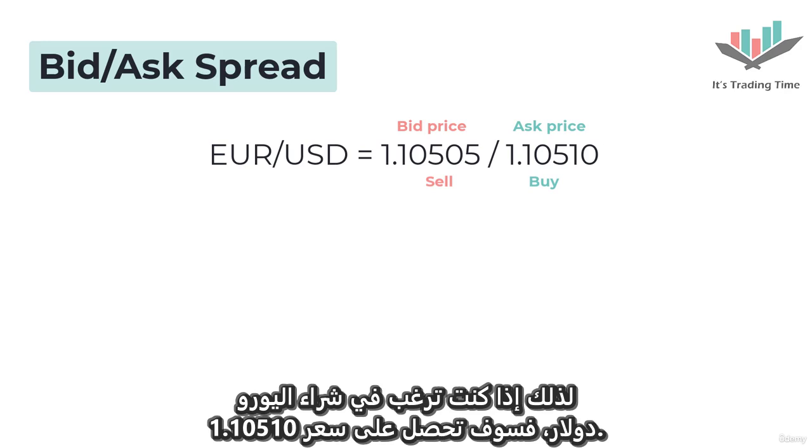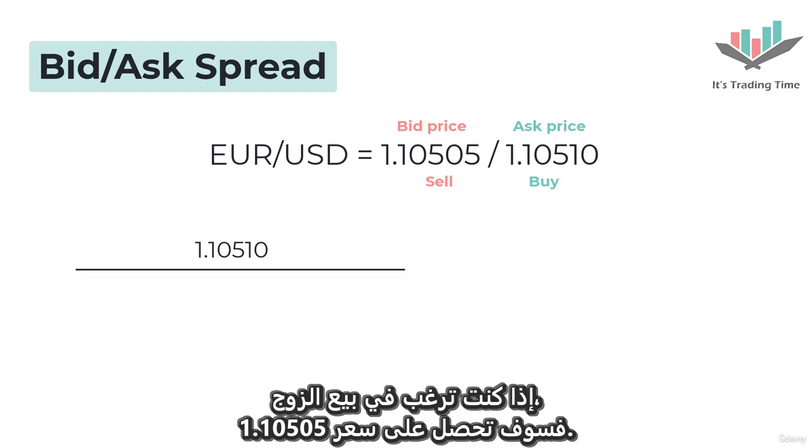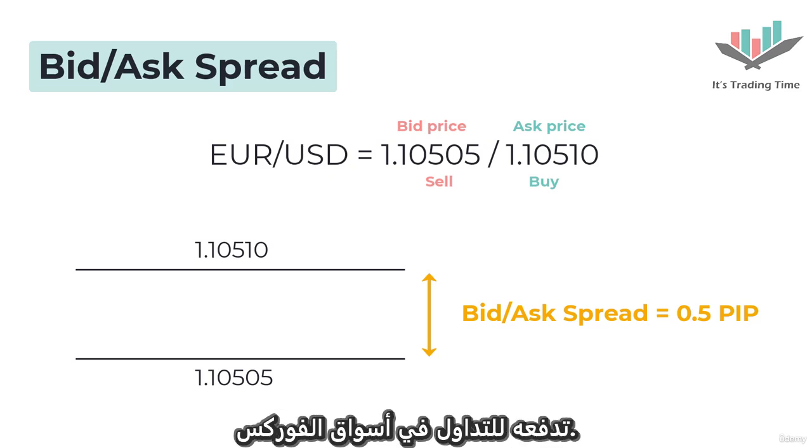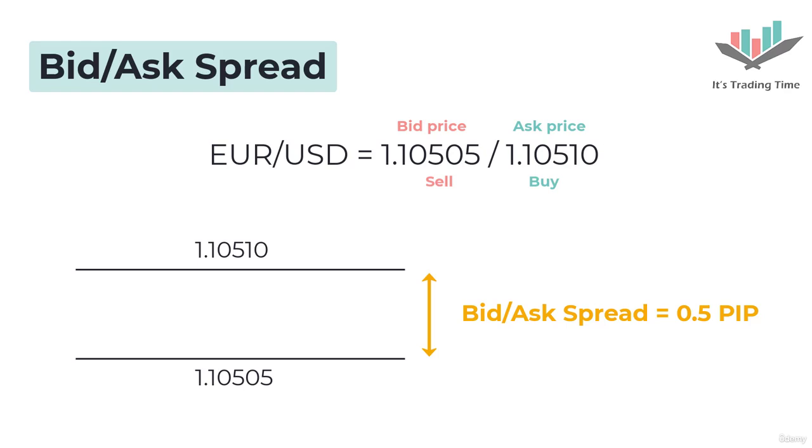So if you want to buy euro-dollar, you will get a price of 1.10510. If you want to sell the pair, you will get the price of 1.10505. There is a difference of half pip that is called bid-ask spread, and it represents a commission that you pay to trade in the forex market.